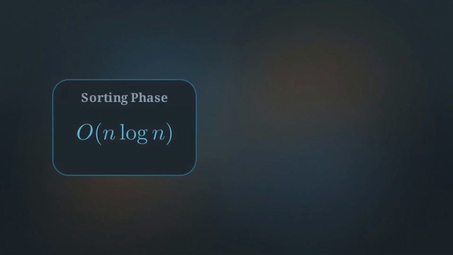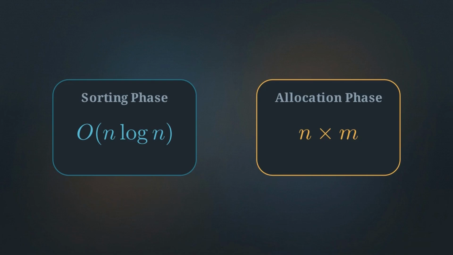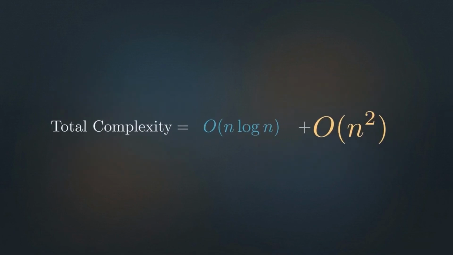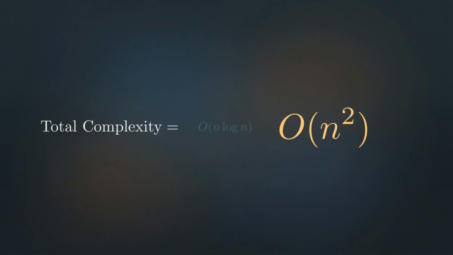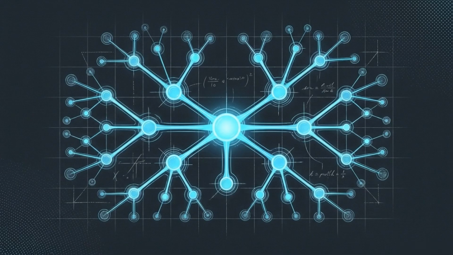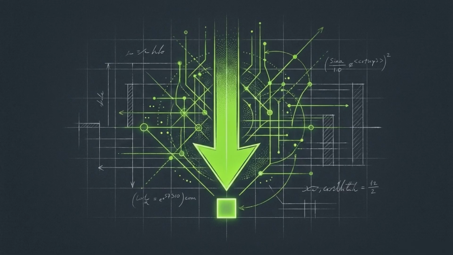Typically, the maximum deadline is proportional to the number of jobs. Replacing m with n results in an expression of n multiplied by n, yielding a quadratic time cost of O of n squared. When we combine the 2 phases, the quadratic cost of the allocation phase dominates the log linear sorting cost. The overall time complexity of the basic algorithm is O of n squared. Utilizing a disjoint set data structure can optimize this. By eliminating the backward search, the allocation time drops, bringing the total overall time complexity back to O of n log n.